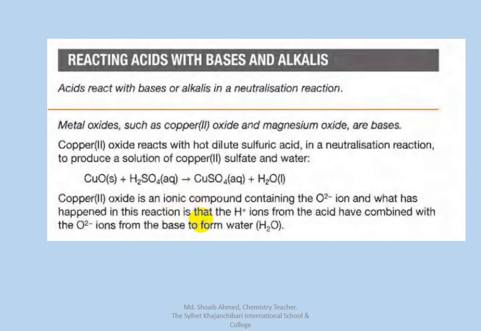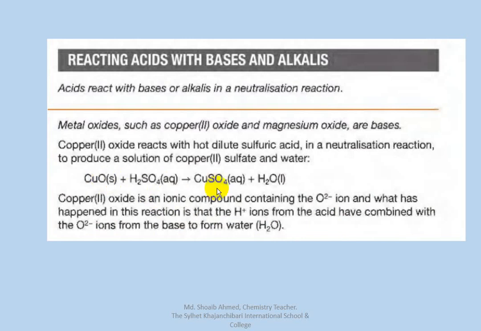Copper(II) oxide is an ionic compound because copper is a metal and oxygen is a non-metal. Okay, it contains the oxide ion, and what has happened in this reaction is that H plus ions from the acid combined with O2 minus ions from the base to form water. So copper(II) oxide is an ionic compound containing the O2 minus ion.